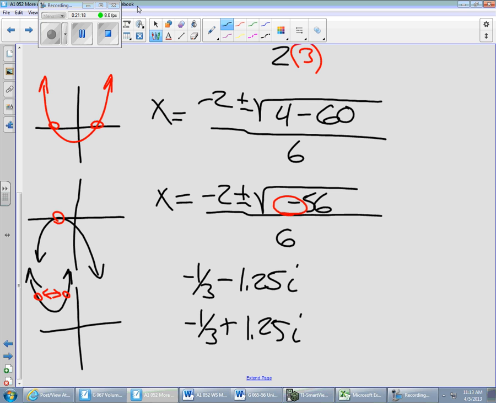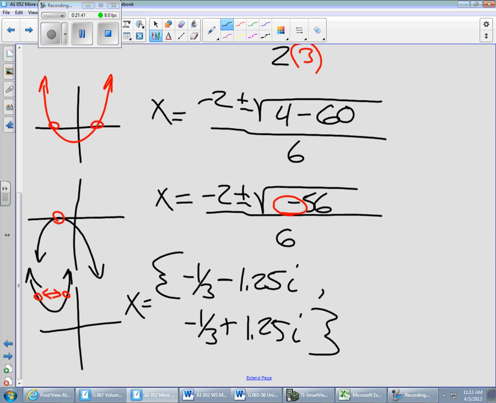Okay, these are your values for x. What that means is when you see numbers like that, it means here are the solutions, and they're not on the x-axis the way they're supposed to be. That's all that means.